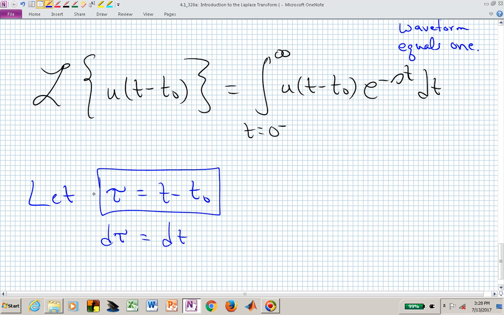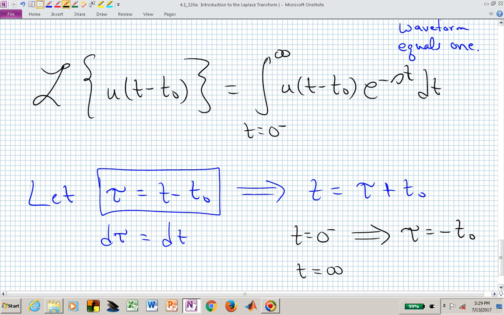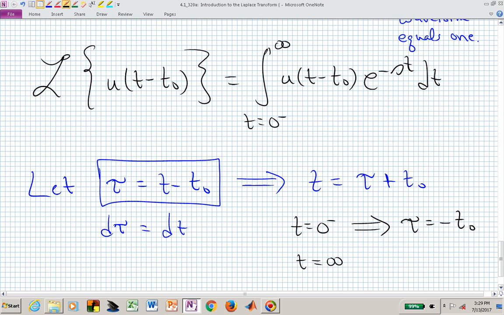So with this assignment, we can now replace t and t naught with something that hopefully will give us an expression that we're more comfortable integrating. We can now solve this for t, and if we do so, we can see that t is just tau plus t naught. We are integrating this delayed unit step from t equals 0 minus. If we plug that into this relationship, then we see that tau is equal to minus t naught. And we are also going to want to know what happens at the upper limit of this integral, which is infinity with respect to t, or time. If t goes to infinity and t naught is a fixed constant, tau also will go to infinity.